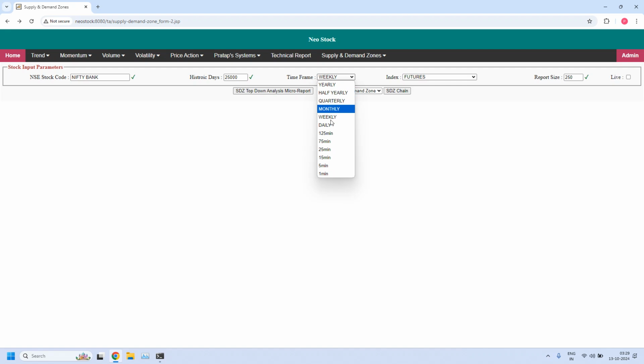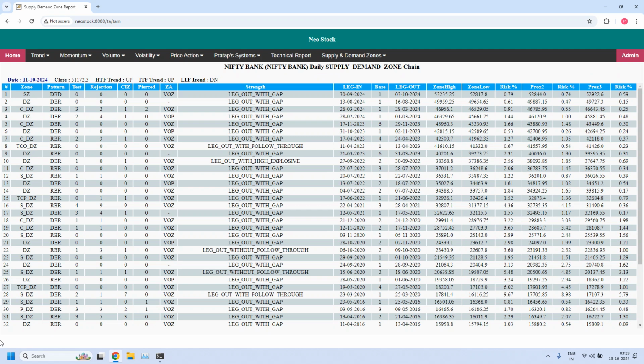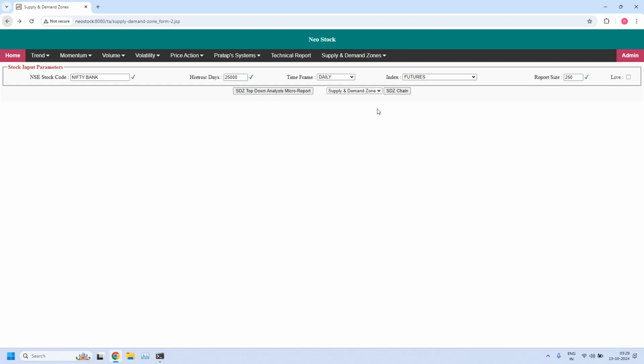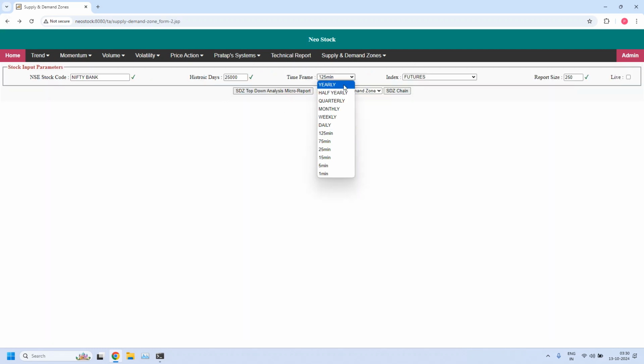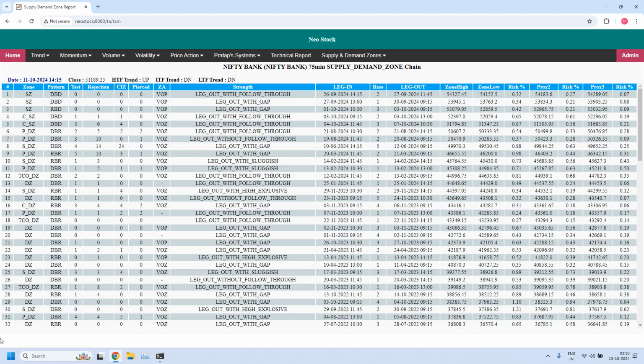Next time frame is daily. So this is a daily supply demand zone chain for Bank Nifty. Next time frame is 125 minutes. So this is the 125 minutes supply demand zone chain for Bank Nifty. Next time frame is 75 minutes. So this is the 75 minutes supply demand zone chain for Bank Nifty.